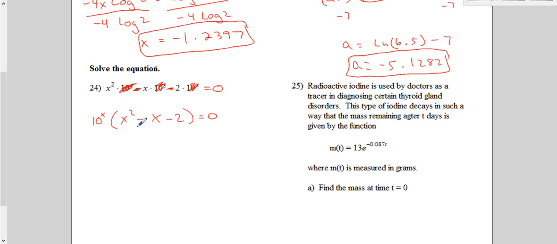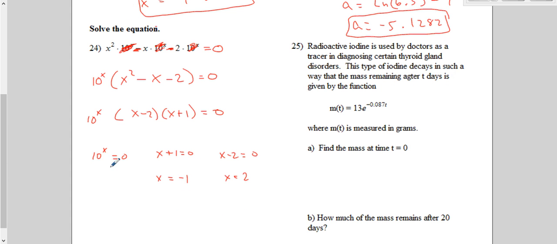Now I have 2 factors, one of them being a quadratic, which I can factor out further. So if I factor this out, I will get x minus 2 times x plus 1, and you could do that by using quad 3. And now I'm going to set each factor equal to 0. So 10 to the x equals 0, x plus 1 equals 0, and x minus 2 equals 0. So here I will get x equal to negative 1. For x minus 2, I will get x equals 2.